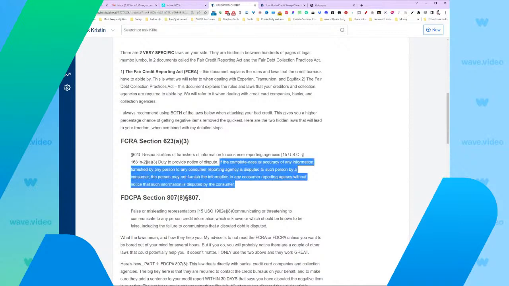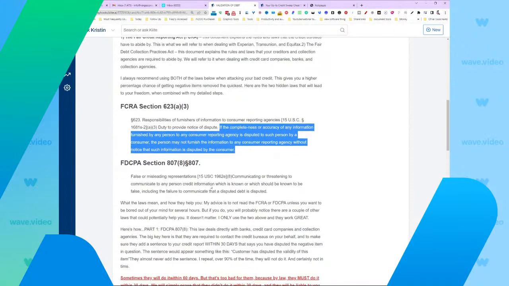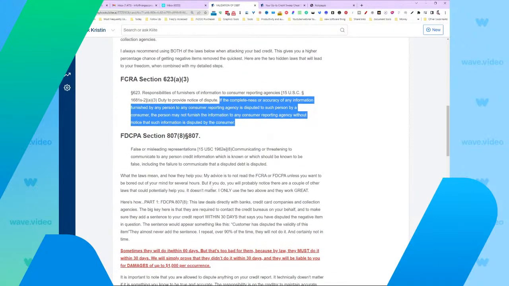If the completeness or accuracy of any information furnished by any data furnisher to any credit bureau is disputed by you, the data furnisher may not continue to report the information to the credit bureaus without that notice that this information is disputed by you. So if they do not enter that notice of dispute in the time frame that we're about to go over, then they cannot report it. And 9 times out of 10, they're not going to report it, specifically with this process.